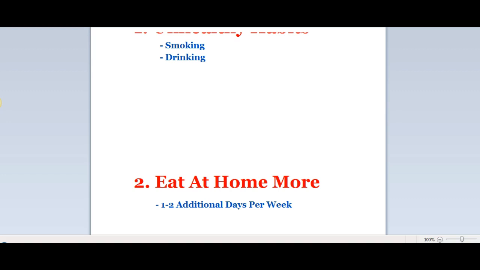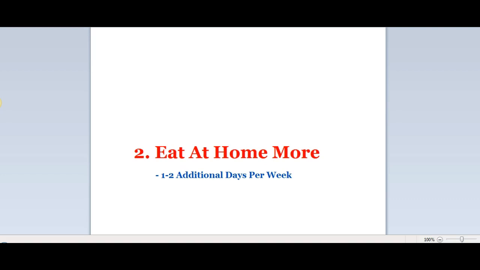Eat at home 3 or 4 days a week. Just something to think about. It's one other way you can cut, because obviously that adds up. Depends how big your family is.